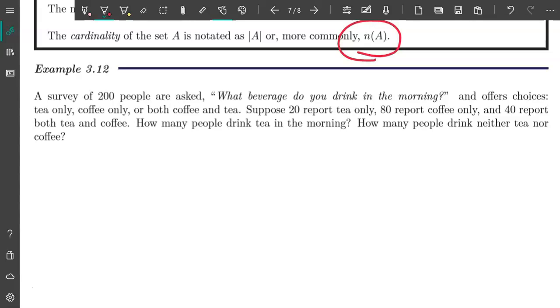They're asked, what beverage do you drink in the morning? And offers choices tea only, coffee only, or both coffee and tea. Suppose 20 report tea only, 80 report coffee only, and 40 report both tea and coffee. How many people drink tea in the morning? And how many people drink neither tea nor coffee? So these are our questions of interest here.